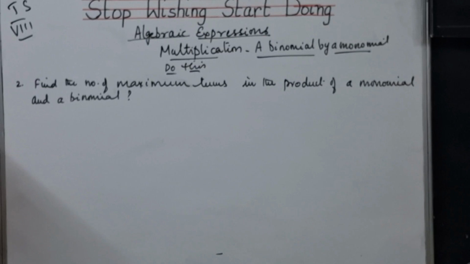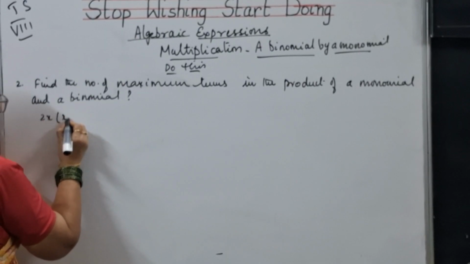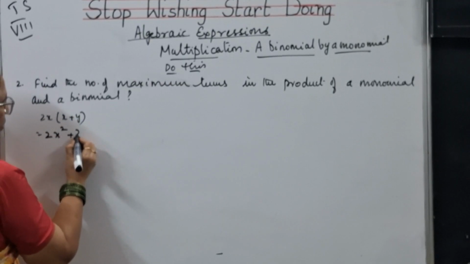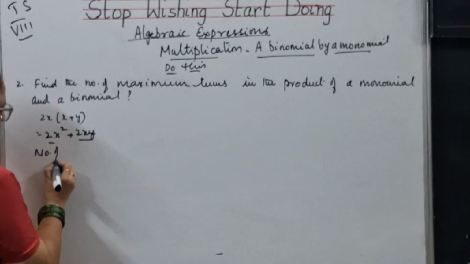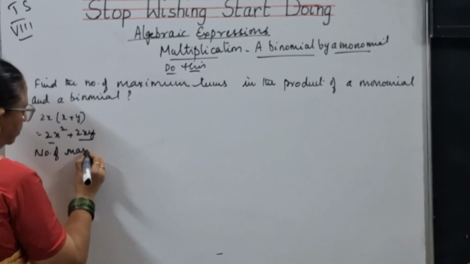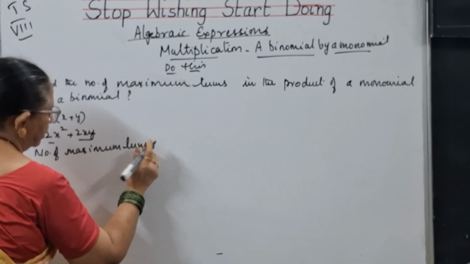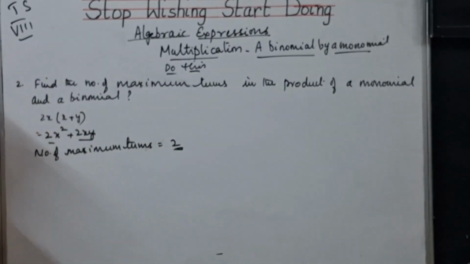Now children, the second question in do this is: find the number of maximum terms in the product of a monomial and a binomial. Whenever you take a monomial like 2x multiplied by x plus y, what are you getting? 2x square plus 2xy. How many number of terms are there? Number of maximum terms. Maximum terms are always 2 because we are multiplying it with a binomial.